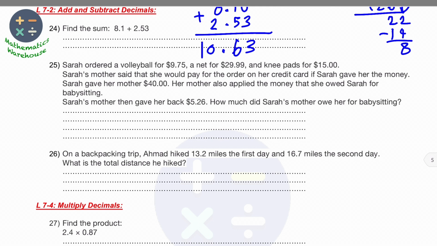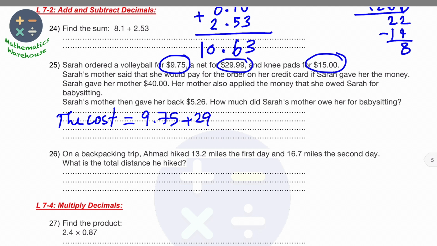So first we need to calculate the total cost, which is 9.75 plus 29.99 plus 15. So the cost equals 9.75 plus 29.99 plus 15 equals 54.74.